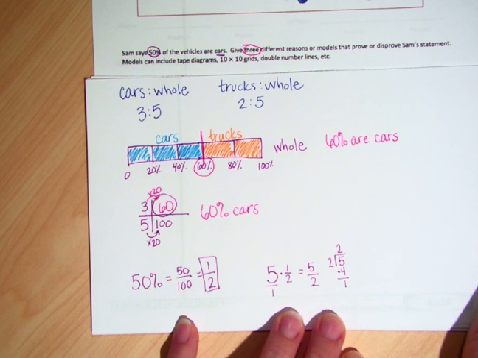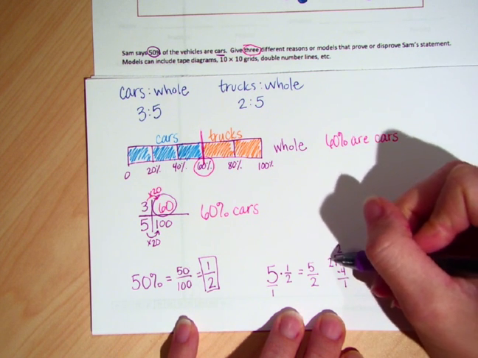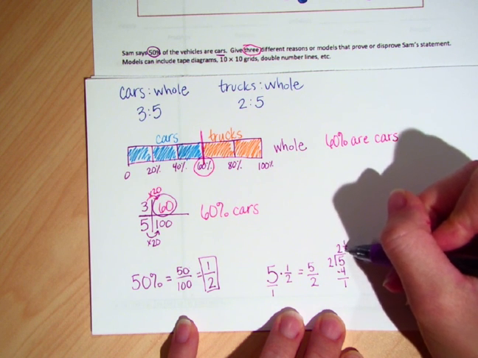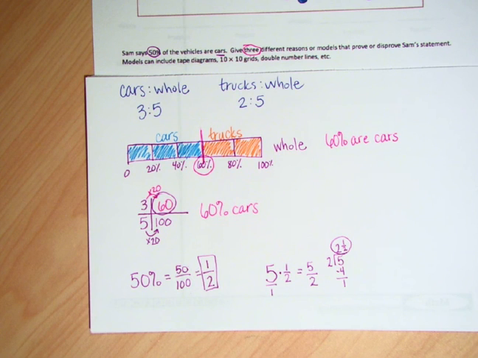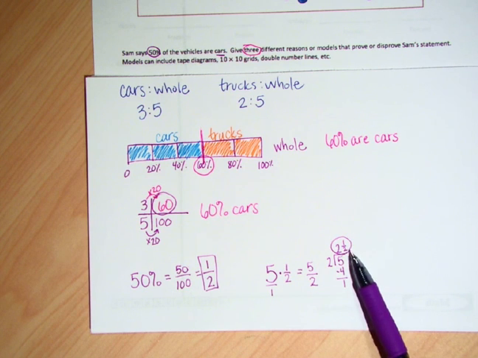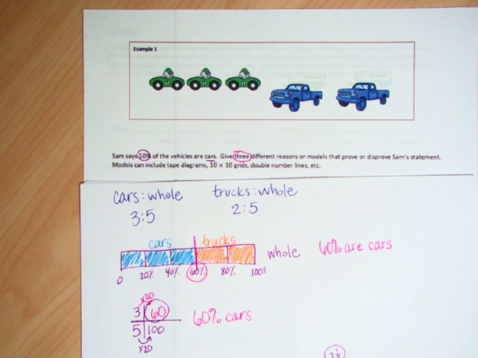And I'm going to just keep it in fractions because I can kind of visualize halves. And this is going to be 1 out of 2. So if Sam, you think that 50% of the vehicles are cars, that means 2.5 need to be cars. Well, more than 2.5 are cars. Therefore, your answer is not correct.